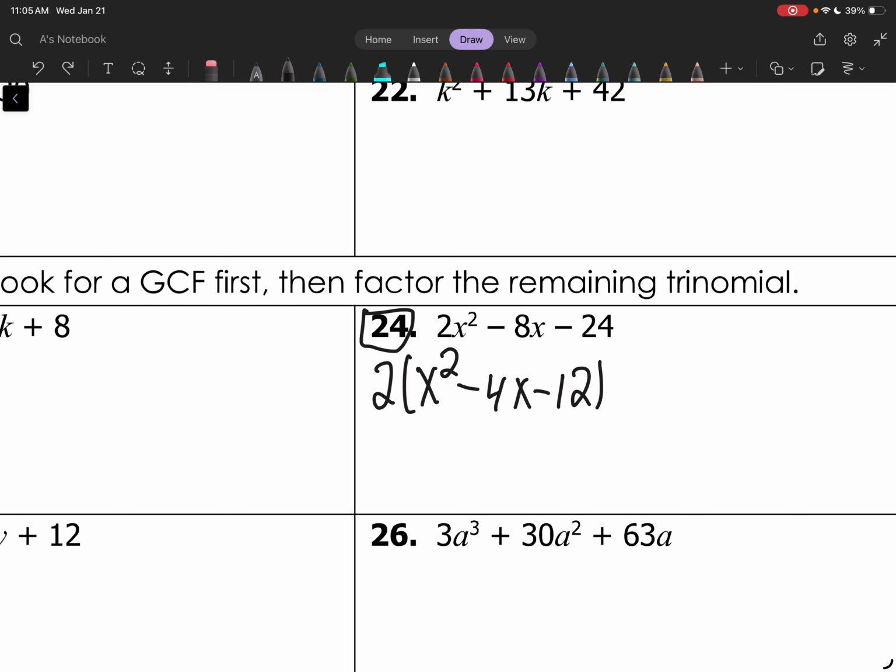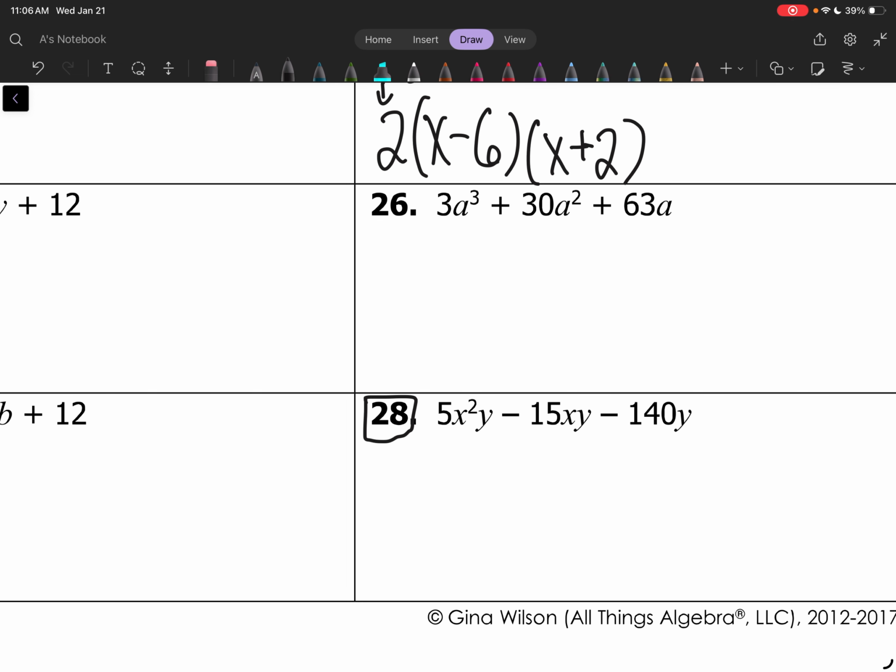But when I do, I'm going to get a crossing at 6 and negative 2. So it's going to be x and negative 6, and then x and positive 2. Make sure you drop your 2 down. There we go, finished. Let's look at 28, and I'll show you how to type it in Desmos.